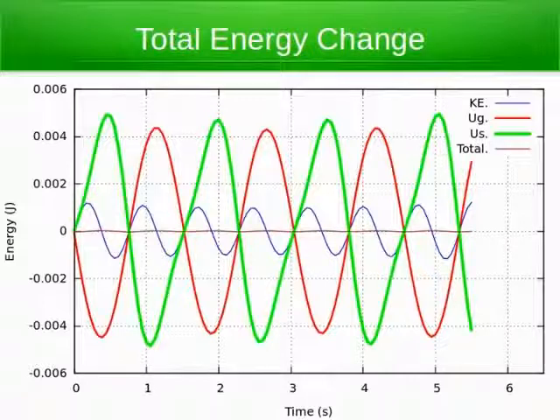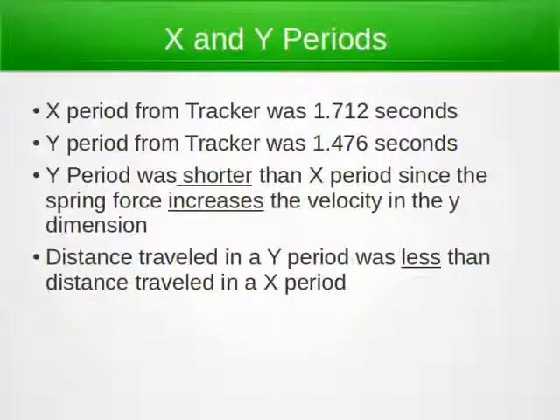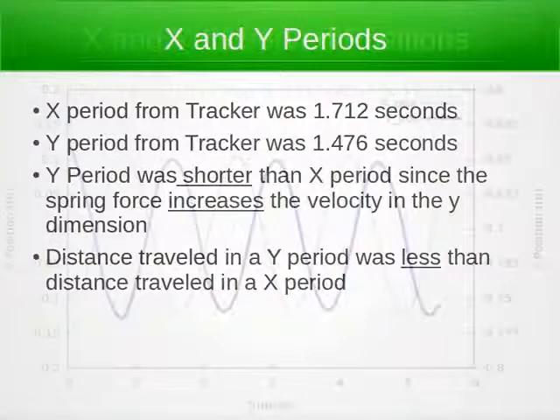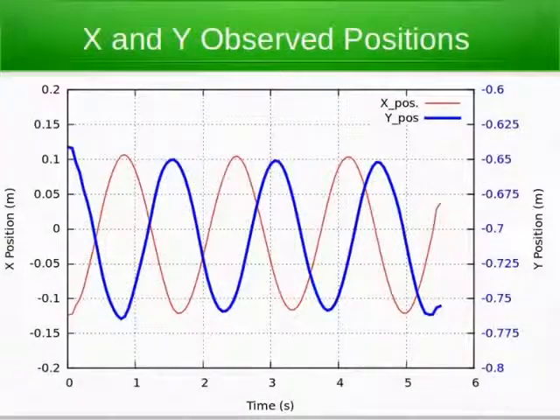This is a plot showing you energy changes in kinetic energy, gravitational potential energy, spring potential energy, and the total energy change. The x period for the oscillations was 1.712 seconds, and the y oscillation was 1.4 seconds.